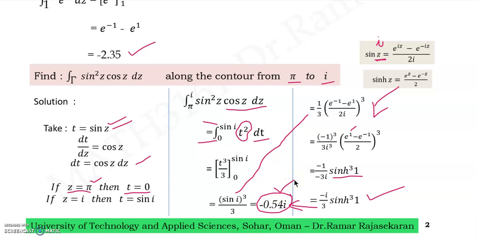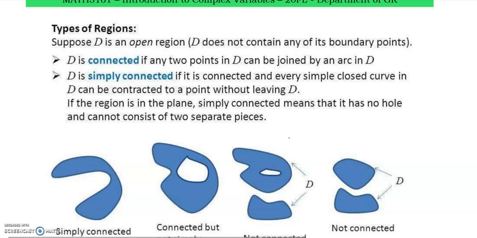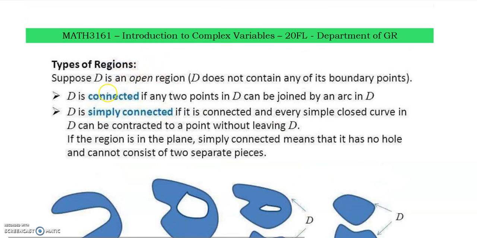Okay, that's it. Now we see the types of regions. Suppose D is an open region. D does not contain any of its boundary points. D is connected if any 2 points in D can be joined by an arc in D.